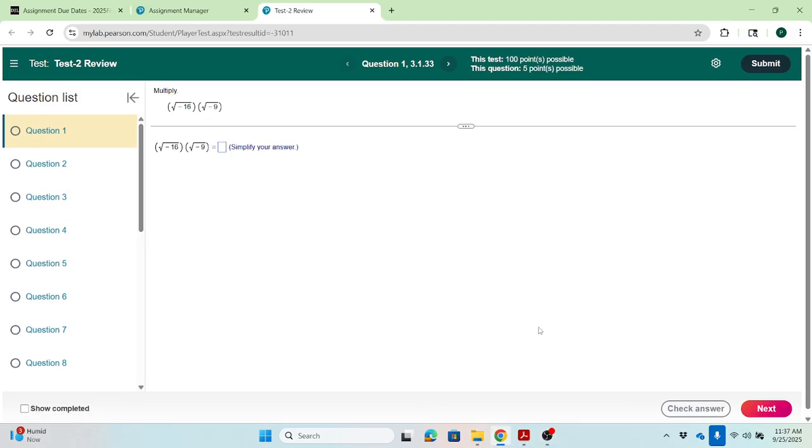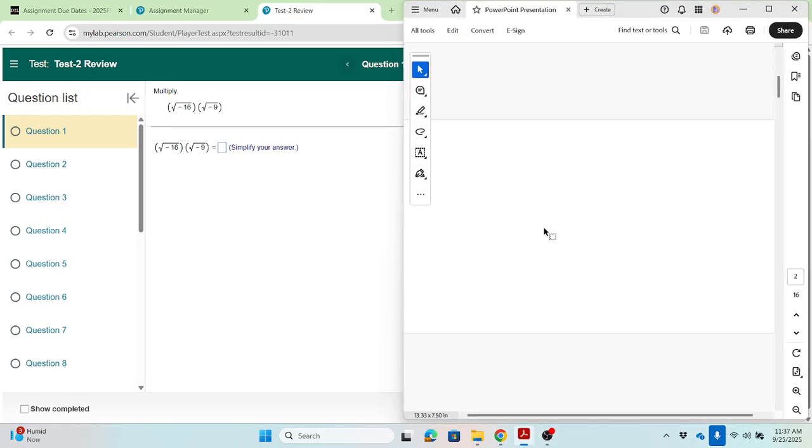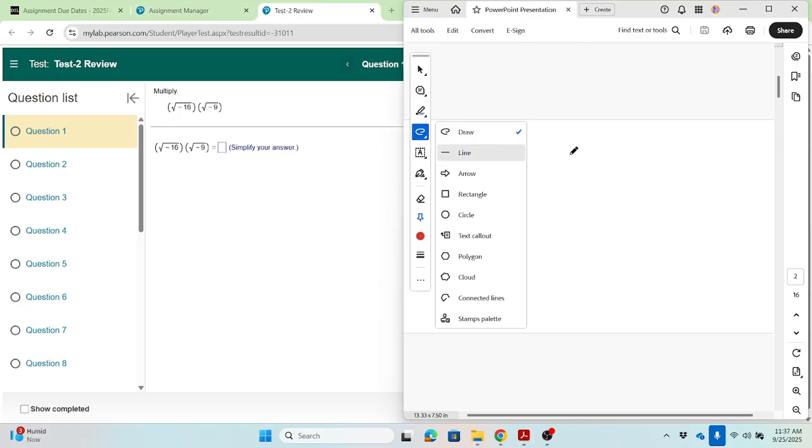Okay, so we are going to do this test to review problems. There are 20 questions. So the first question is multiply these imaginary numbers, as you can see here. So how do you multiply it? First of all, you can write it down in terms of i.